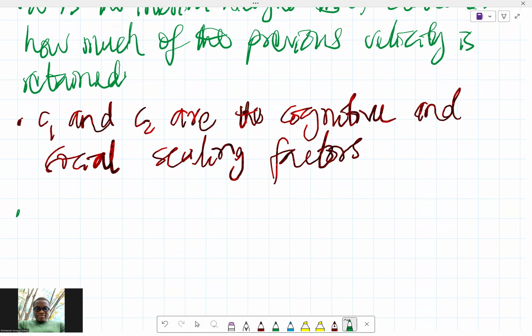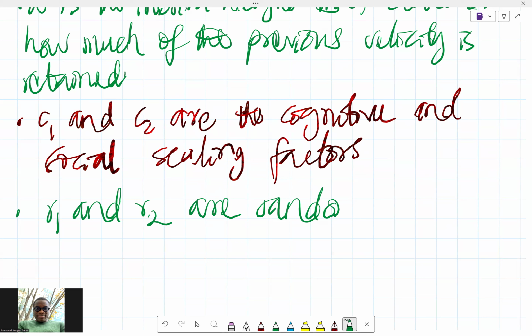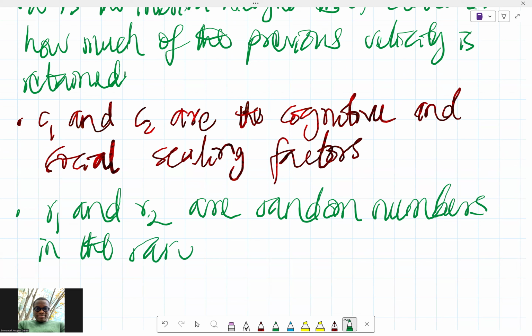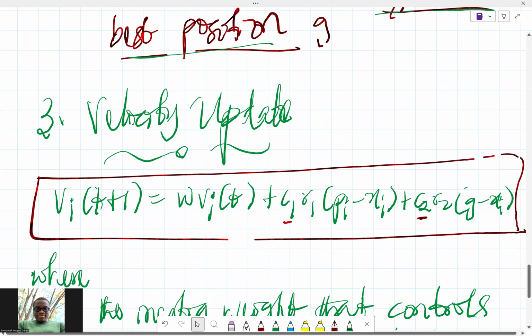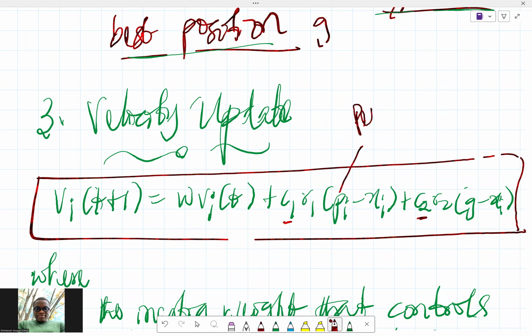Then we also have R1 and R2. R1 and R2 are random numbers in the closed interval 0 to 1. Okay. So that's what R1 and R2 are. Of course, we already know that the p_i are the personal best positions, while g is the global best position.